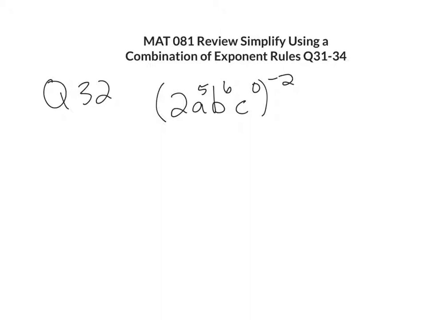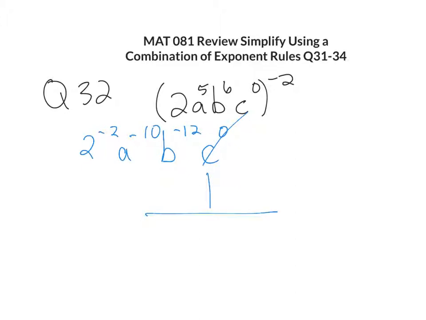We're going to distribute that -2 again. So we're going to have 2 to the power of -2, 8a to the power of 5 times -2 is -10, b to the power of 6 times -2 is -12, and c to the power of 0 times -2 is 0. Anything to the power of 0 cancels out, so this is gone. You cancel 1. And then all of this is negative, so we're going to have to put it in a fraction and move it all down. 2 to the power of 2 is 4, and then everything else gets moved down and made a positive.